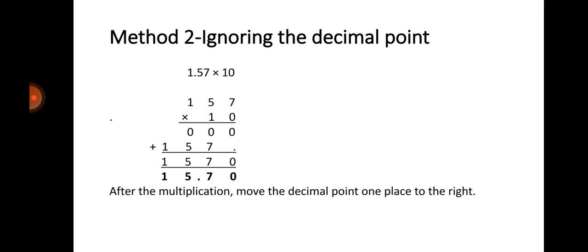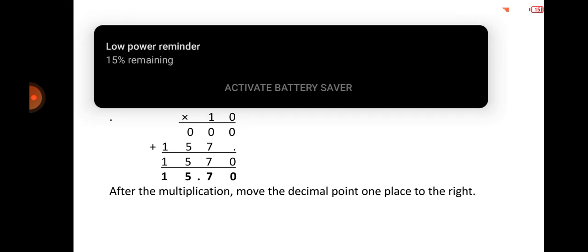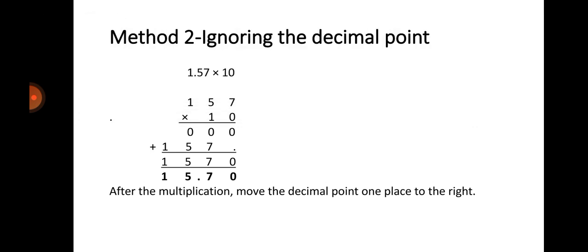Now, method 2, ignoring the decimal point. Just like I said earlier, for 1.57 times 10, remove the decimal point entirely, pretend it wasn't there, and multiply: 157 times 10. 0 times 7 is 0, 0 times 5 is 0, 0 times 1 is 0, 1 times 7 is 7, 1 times 5 is 5, 1 times 1 is 1. Then you do your addition, bringing down the zeros, the 7, the 5, and the 1. Then where the decimal point was, move it one place to the right. As simple as it is.